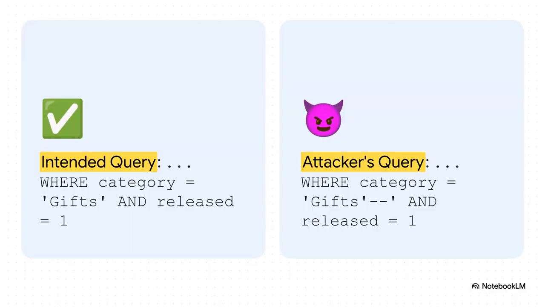Okay, now look at this. On the left, you've got the normal intended query. Totally standard. But on the right, that's the attacker's version. Look closely. The change is so small. They've just added a single quote and 2 hyphens. That's it. It looks like nothing, right? But that tiny addition completely breaks the logic of the query.